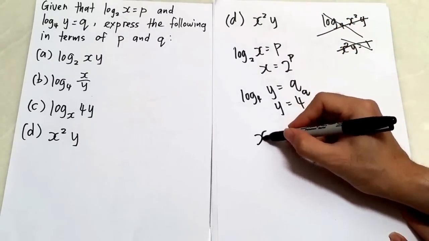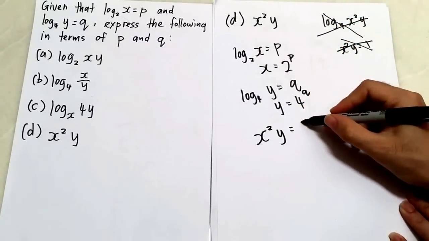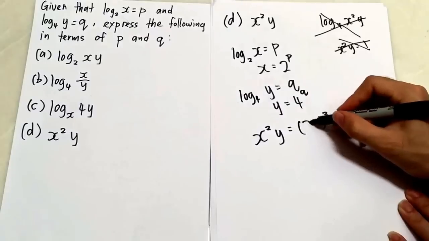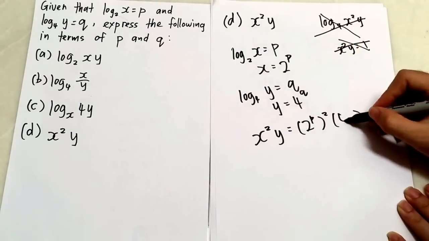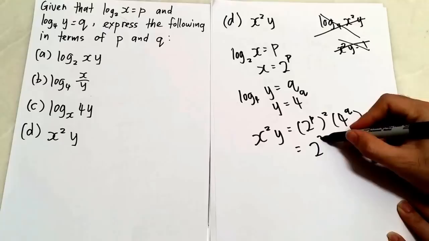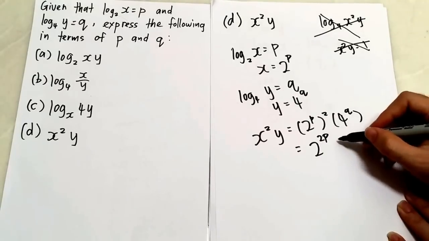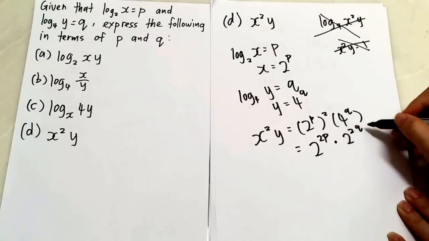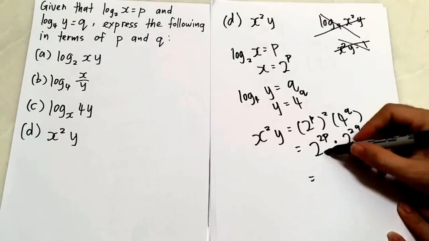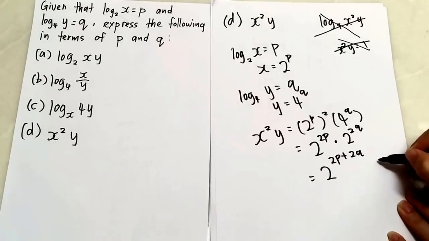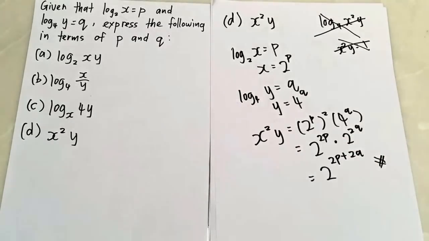Then I just substitute in x squared y equals my x squared, my y. What is my x? x is 2 power of p, and my y will be 4 power of q. This is 2 power of 2p. If I want to change this to the same base, I'm going to call it 2 power of 2q, because 4 is 2 power of 2. Then they are the same base number, right? So it's 2p plus 2q. Done. The last one is slightly different, but the idea is the same.